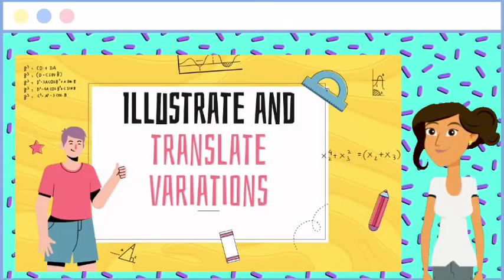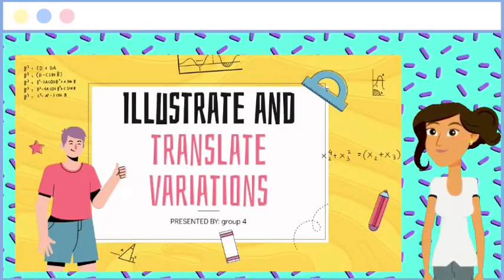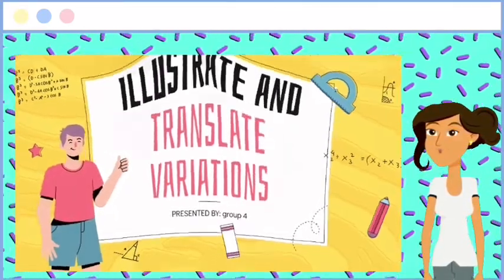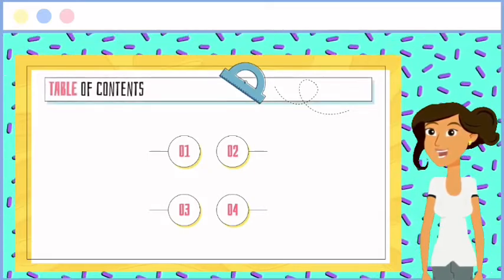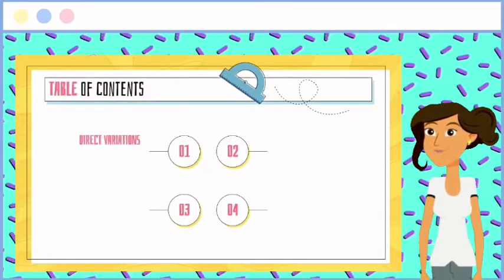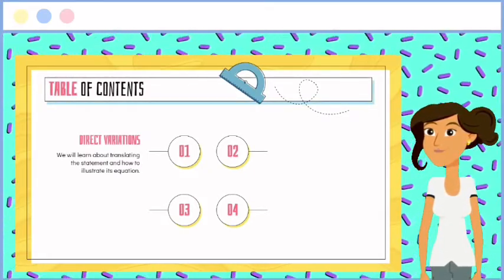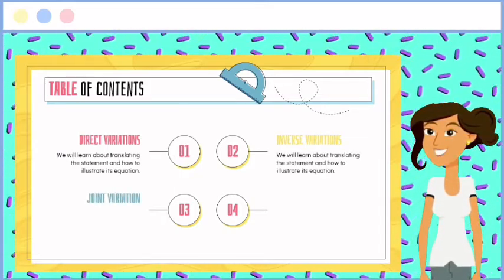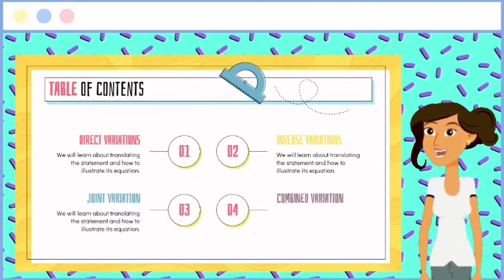Today we are going to learn about illustrating and translating variations. So here are the things that we are going to learn today. The first one is direct variation. Second one is inverse variation. The third one is joint variation, and last but not the least, the combined variation.